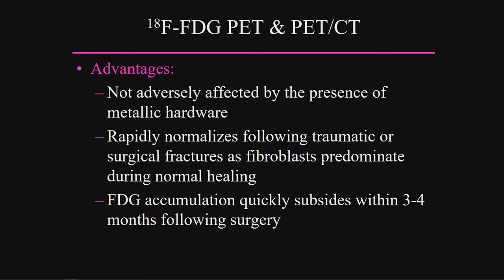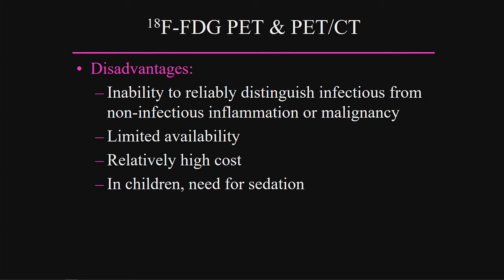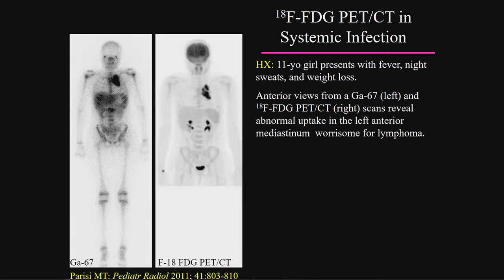Additionally, FDG PET or PET-CT is not adversely affected by the presence of metallic hardware. FDG uptake normalizes rapidly following traumatic or surgical fractures because fibroblasts predominate during the healing process. And lastly, FDG accumulation quickly subsides within about 3 to 4 months following surgery. But most important to remember that you cannot use FDG PET or PET-CT to reliably distinguish between infectious from non-infectious inflammation or from malignancy. And in children, of course, another disadvantage is the need for sedation.